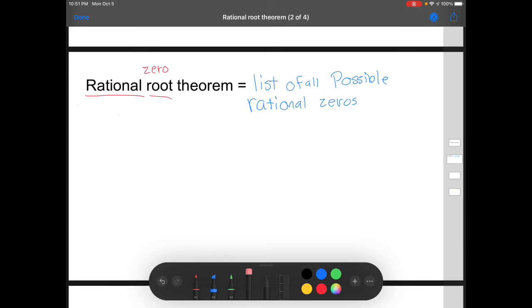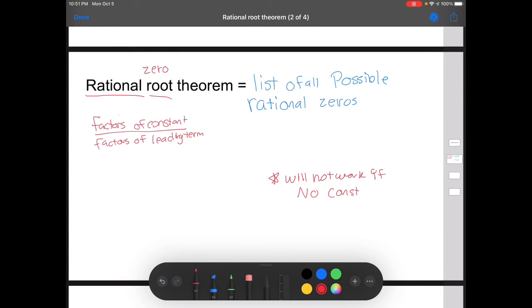Right? So the way you do this is you take the factors of the constant over the factors of the leading term. Right? Factors of the constant divided by factors of the leading term. This will not work if there's no constant. If you have no constant, you can't use the rational root theorem to help you.